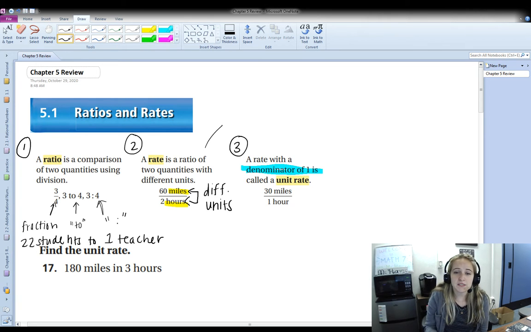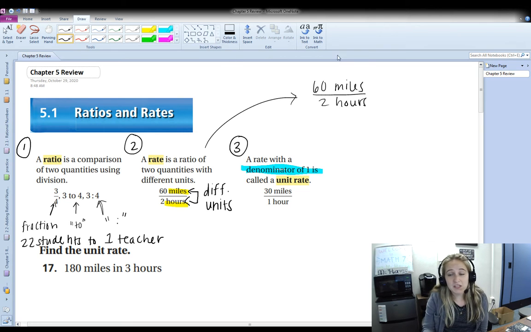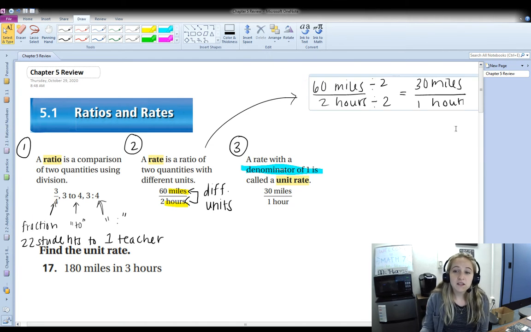So for example, if we were to take this rate up here, 60 miles over 2 hours, and I want to get my denominator to 1, I'm typically always going to divide. So I'm going to divide by 2. And remember, if I do it to the bottom denominator, I have to do it to the numerator as well. So I divide the top and the bottom by 2, and that's going to give me 30 miles over 1 hour. So unit rate has to be a 1 in the denominator. That is the one thing that you have to make sure that you are doing. All right, make sure those definitions are down in your book.